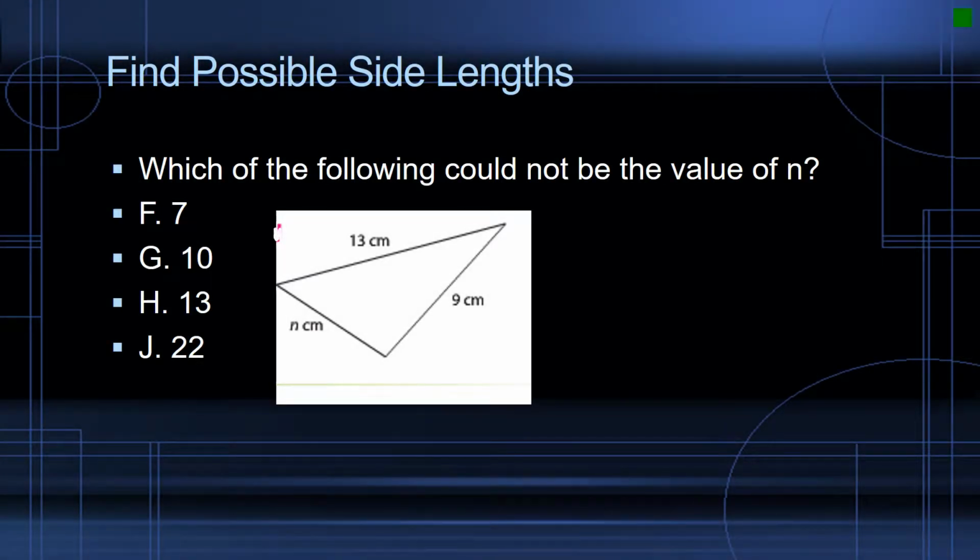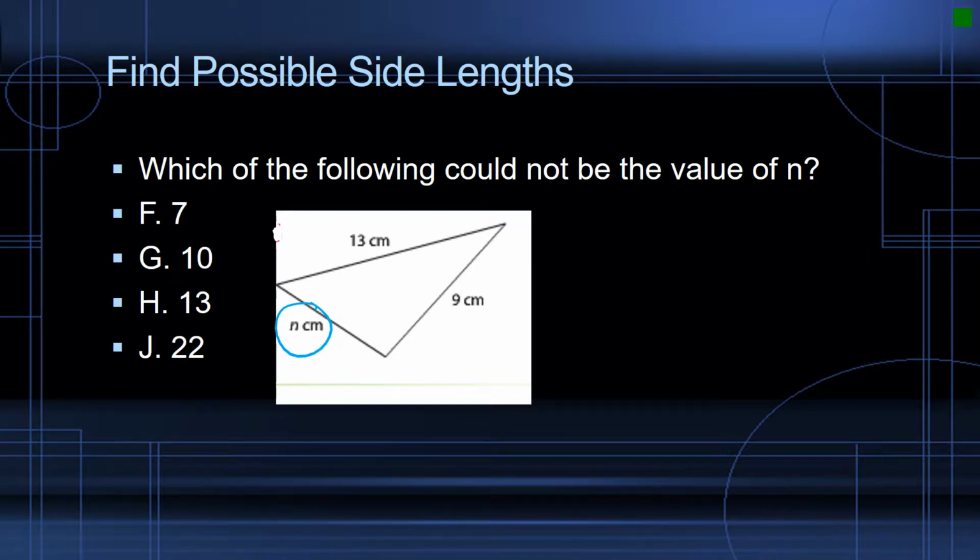All right, we're still working with this triangle inequality theorem, which states that the sum of the lengths of two of the sides must be greater than the third side. And if we think about it, it's possible that this side length, in this case where we have n, could be too short or it could be too long.